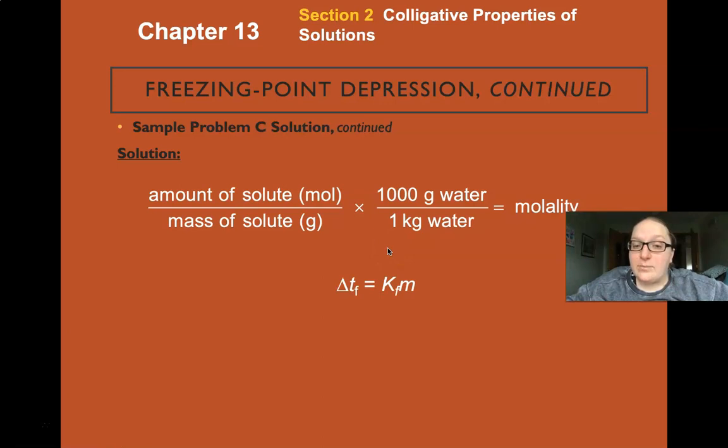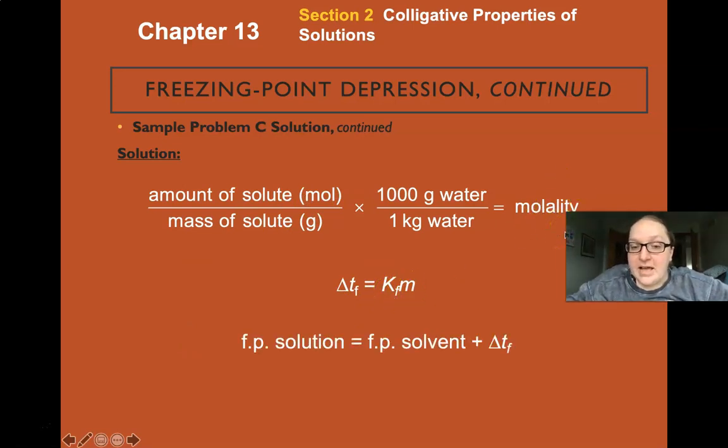And when we do that, then we're going to plug in our values for delta TF. So we're going to take the KF from a table, multiply by this molality that we're going to calculate, and we're going to get delta TF. From there, we're going to figure out what the freezing point of the solution is by taking the freezing point of the solvent and adding that delta TF.